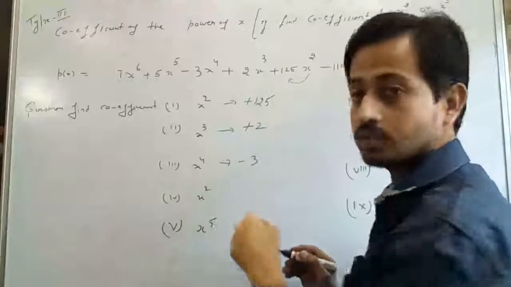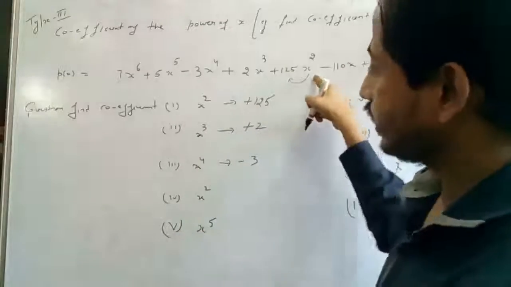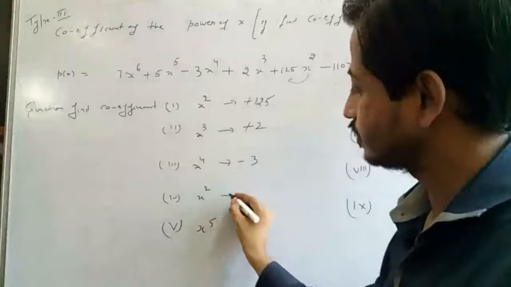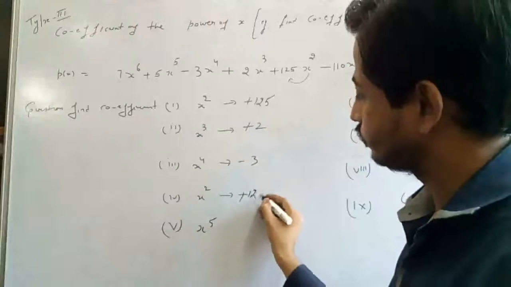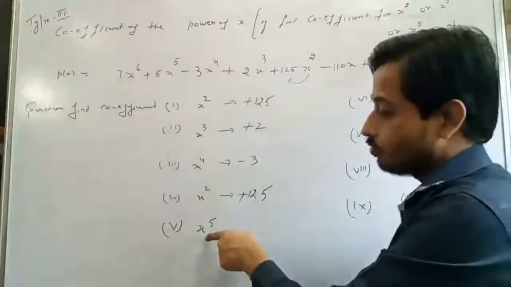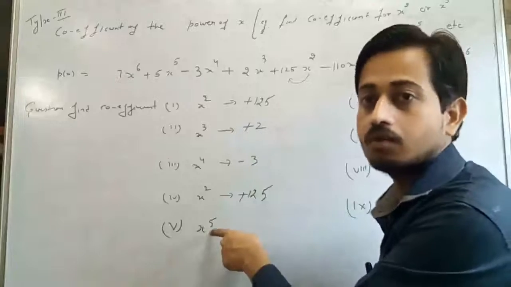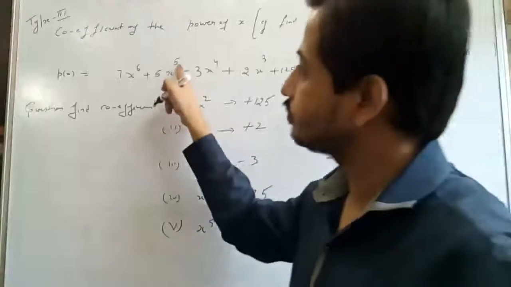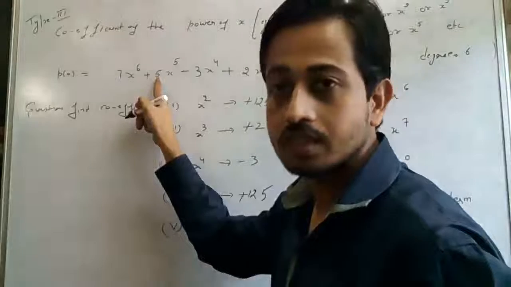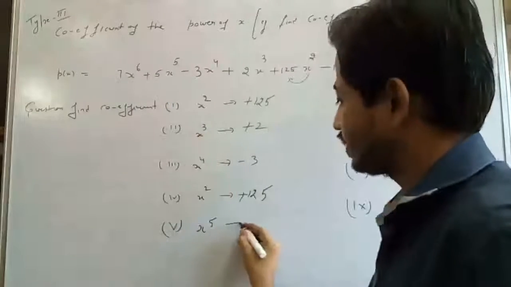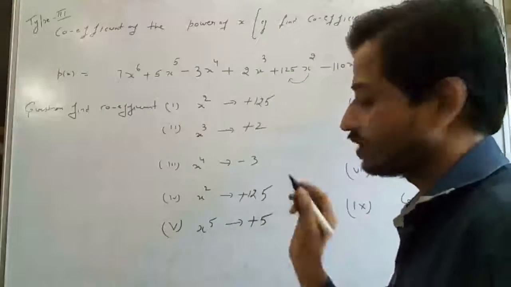Now look at x2. Where is x2? Again, I am writing this again: 125. Now find the coefficient of x raised to the power 5. Where is x raised to the power 5? It is here. The numeric value is plus 5. So our answer is plus 5.